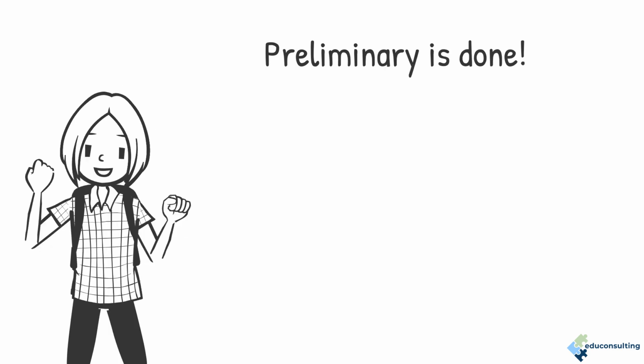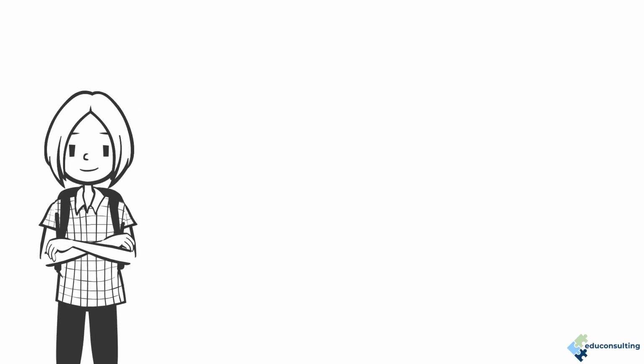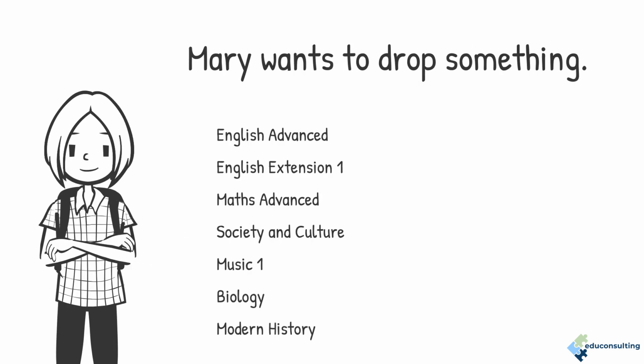Mary has worked hard throughout year 11, and she completes her preliminary studies. But at the end of it, she realises that 13 units is a lot, and she'd like to drop something. So after talking to her teachers and her parents and taking some advice and not taking other advice, she decides that probably the best subject for her to drop is modern history. And so she goes into her HSC studies with 11 units, having dropped her modern history course.